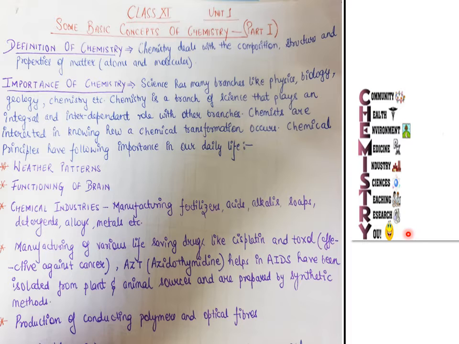So chemistry is important in our daily life in various ways. For example, let's say I want to predict weather patterns, whether it would be cloudy, sunny, or have a lot of moisture outside. Weather patterns can only be predicted if I know the phenomena of evaporation, condensation, and so on and so forth. So if I want to predict weather patterns, I need the knowledge of chemistry. Functioning of the brain.